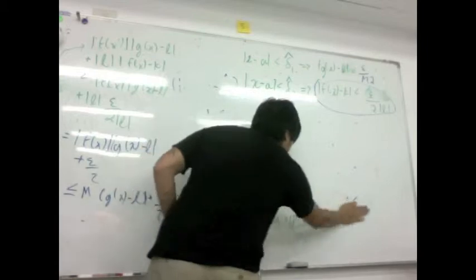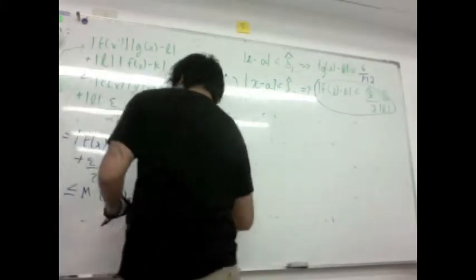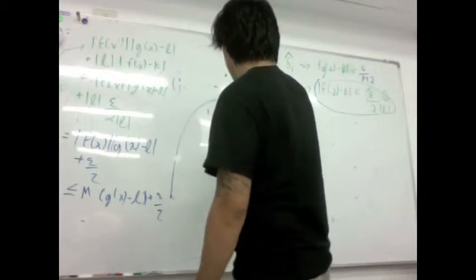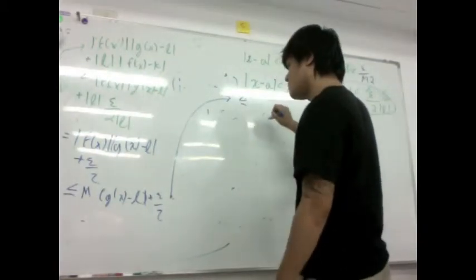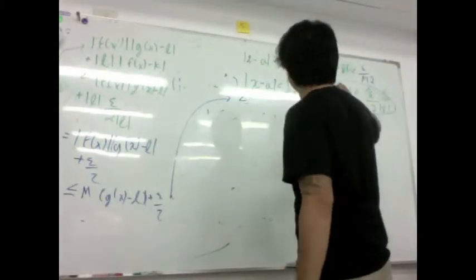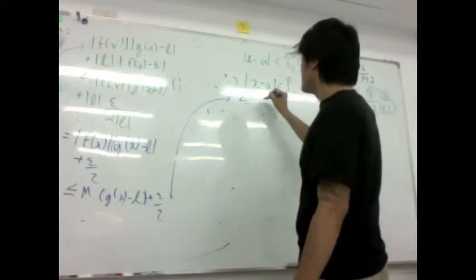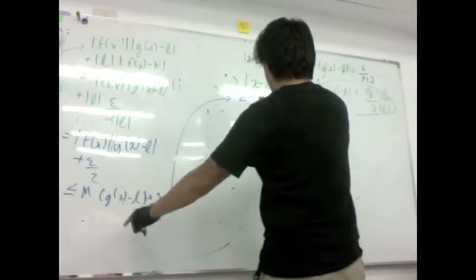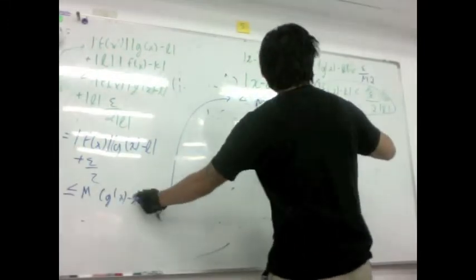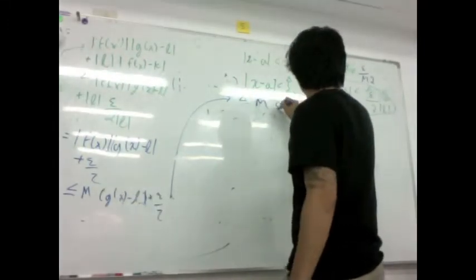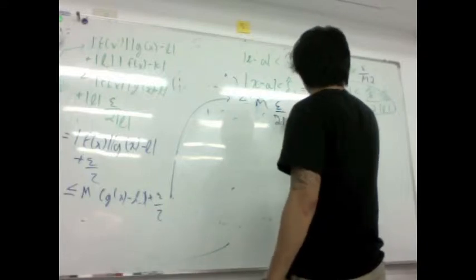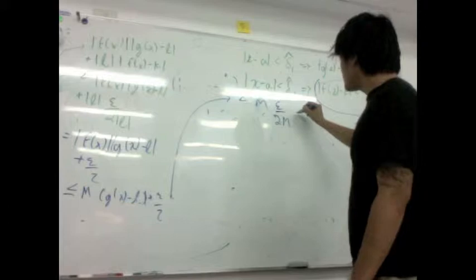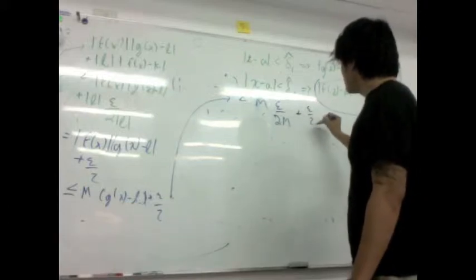This is now less than, not less than or equal to, because the epsilon is strictly less than. Because now we place the M there, we have this less than epsilon over 2M plus epsilon over 2.